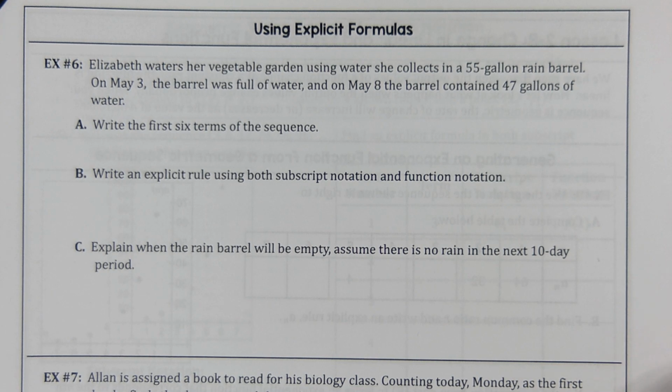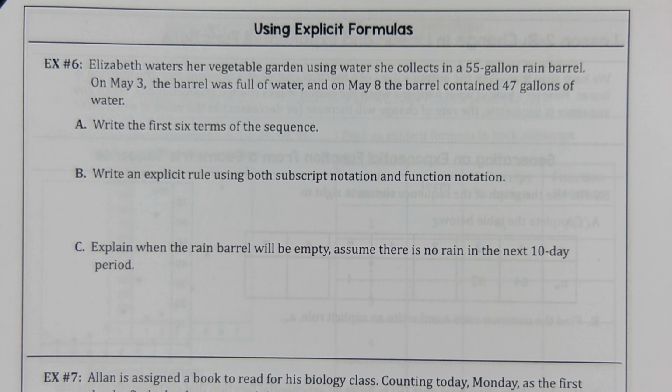Using explicit formulas. Okay, so word problems. Oh, okay, and I do want to warn you a little bit. These are open to interpretation a little, determining if you're starting with A0 or A1. Don't worry about that. It'll be much more clear when you have to do actual test questions and things like that, okay? Elizabeth waters her vegetable garden using water she collects in a 55-gallon rain barrel.